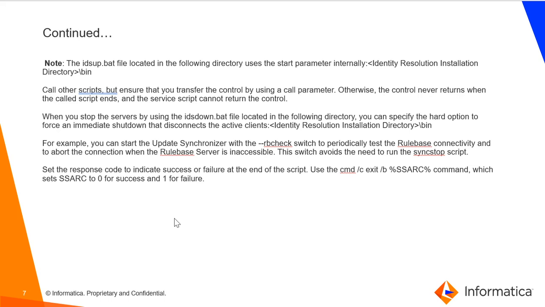The shutdown will happen immediately. This will immediately disconnect all the active clients of the IIR. For example, if you start the update synchronizer with the RB check switch to periodically test the rule-based connectivity and to abort the connection when the rule-based server is inaccessible, this switch avoids the need to run the sync stop script.